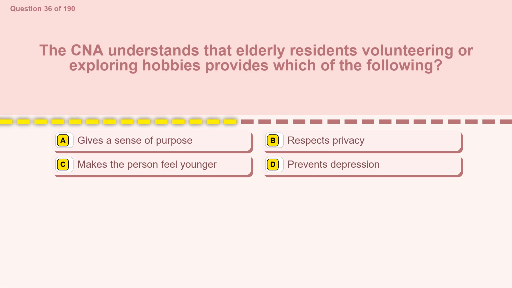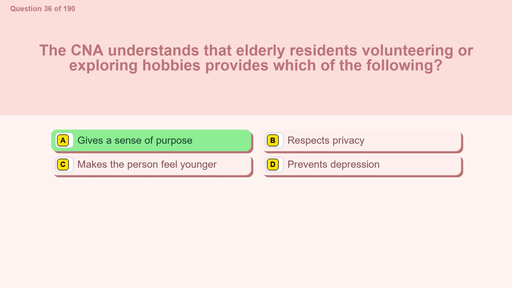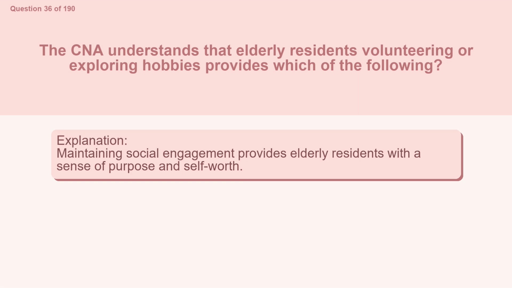Option A. Gives a sense of purpose. Option B. Respects privacy. Option C. Makes the person feel younger. Option D. Prevents depression. The correct answer is option A, gives a sense of purpose. Maintaining social engagement provides elderly residents with a sense of purpose and self-worth.